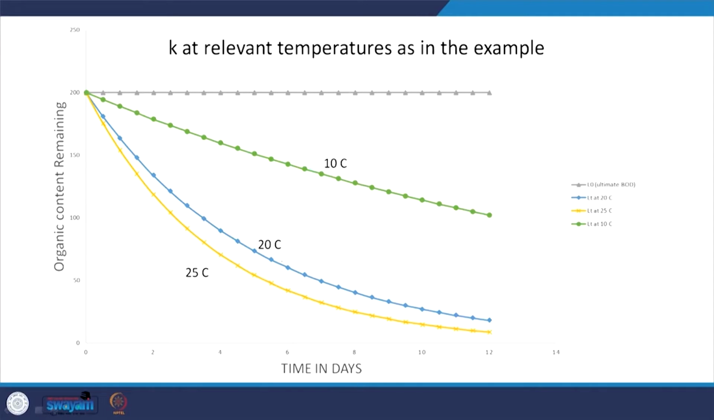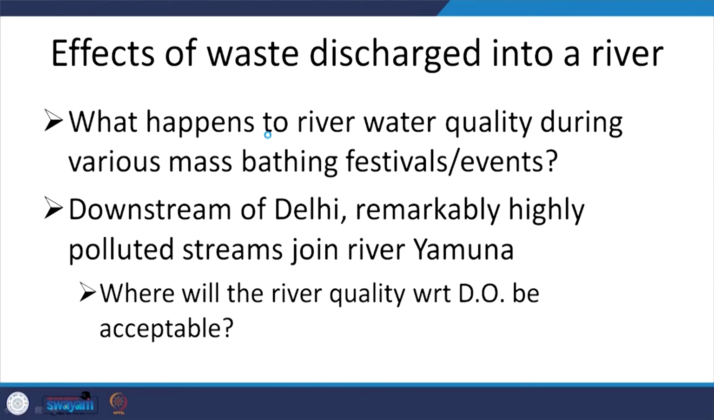So, if it is at 20 or 25 degrees centigrade, within 5 days, let us say 50 by 200, a considerable fraction, I guess 75%, is consumed. But at 10 degrees centigrade not much has been consumed, very little, and a lot of it is still remaining out here. Again, let me not spend more time looking at the same aspect.